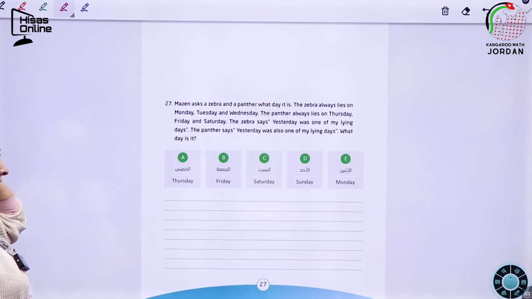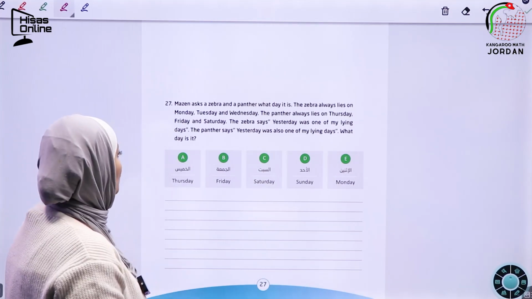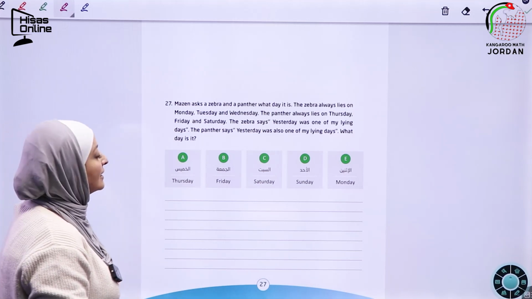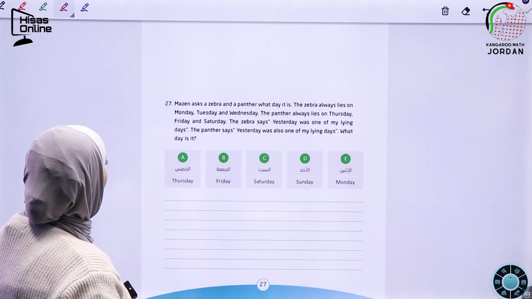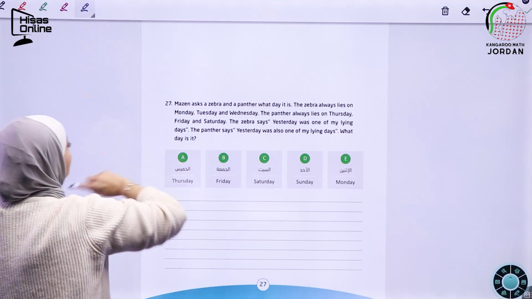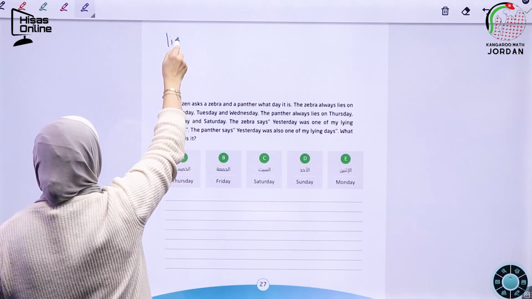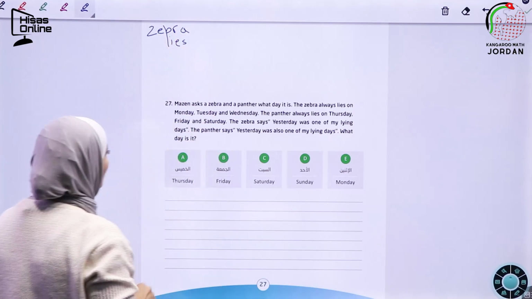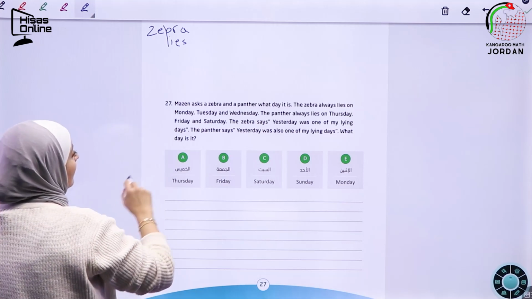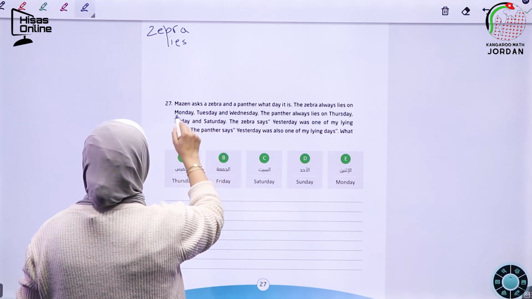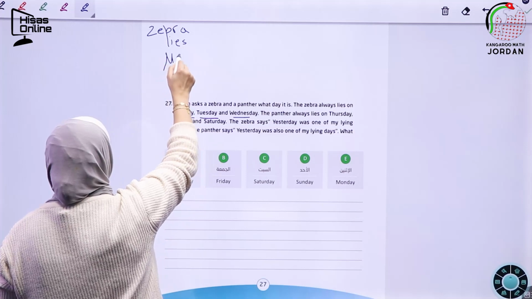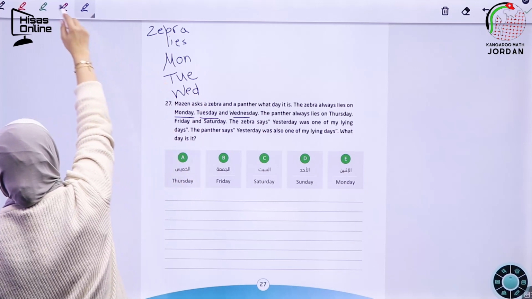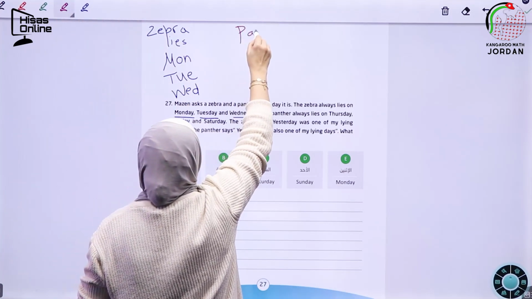Mazen asks the zebra and the panther what day it is. The zebra always lies on Monday, Tuesday, and Wednesday. So the zebra lies on these following days: Monday, Tuesday, Wednesday.